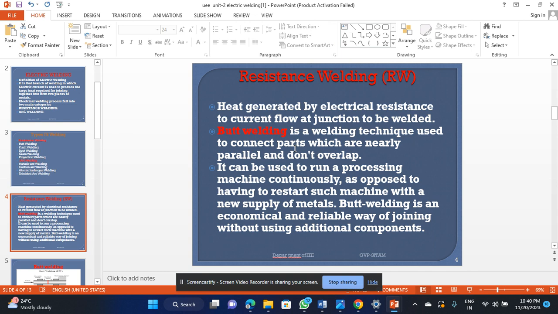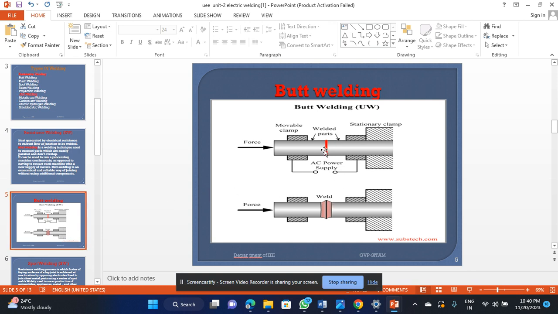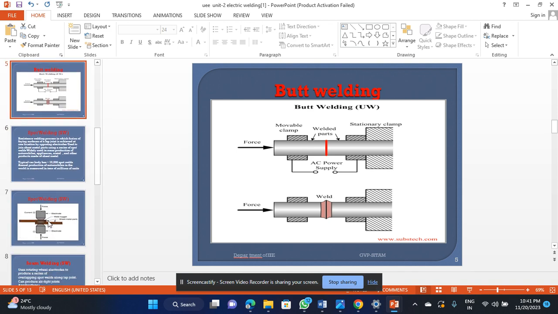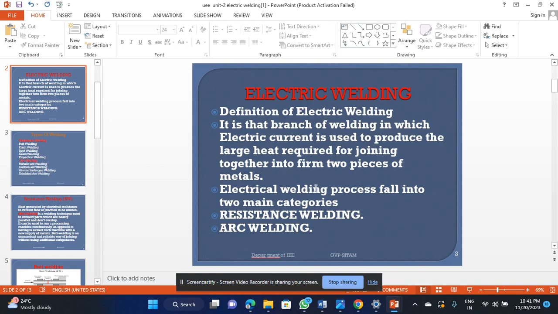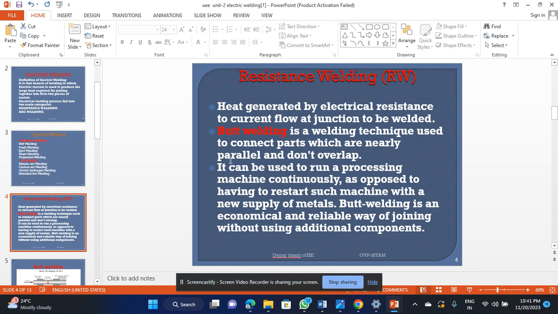And what is butt welding? Butt welding is a technique used to connect parts which are nearly parallel and don't overlap. In resistance welding such as spot welding, there is an overlap of one joint over another, of the two metal pieces. But in butt welding, there is no overlap. The parts are arranged parallel and they don't overlap.